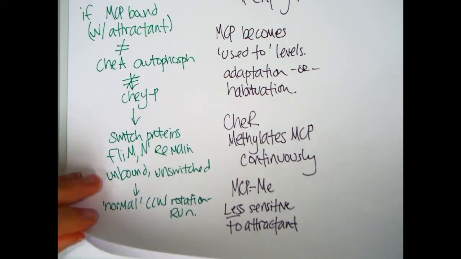So now I'm going to get rid of this page and we're going to talk about the tumble. The tumble happens if the MCP is bound to a repellent or if the MCP is empty. We're mostly talking about attractants, actually. That's the way that chemotaxis is typically presented, and repellents are just the backwards of what happens with attractants.